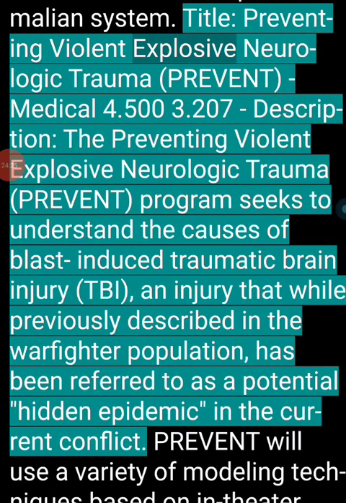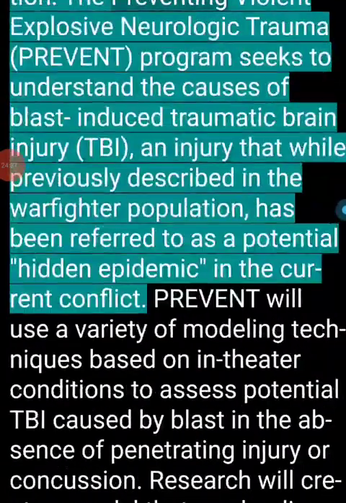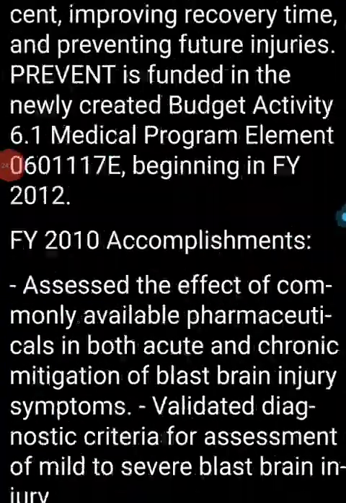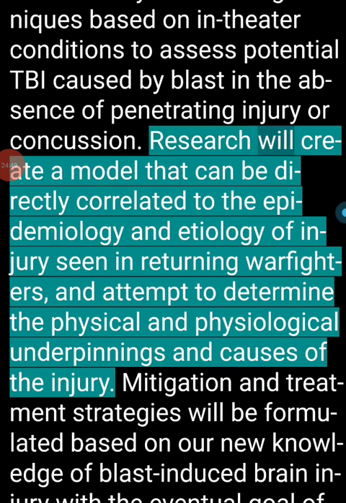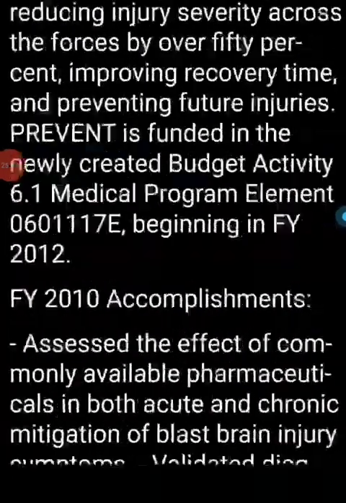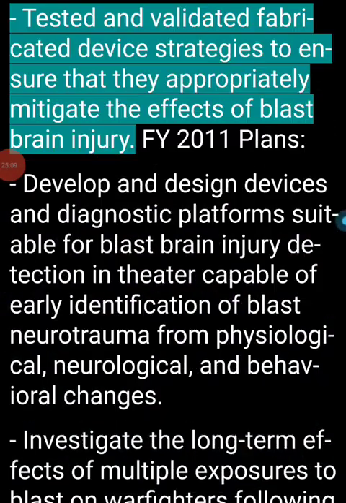Title: Preventing Violent Explosive Neurologic Trauma, Prevent. Medical 4.5003.207. Description: The Preventing Violent Explosive Neurologic Trauma (Prevent) program seeks to understand the causes of blast. Research will create a model that can be directly correlated to the epidemiology and etiology of injury seen in returning warfighters and attempt to determine the physical and physiological mechanisms. Tested and validated fabricated device strategies to ensure that they appropriately mitigate the effects of blast brain injury.